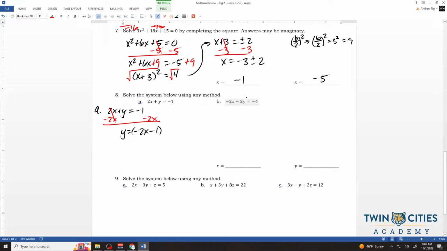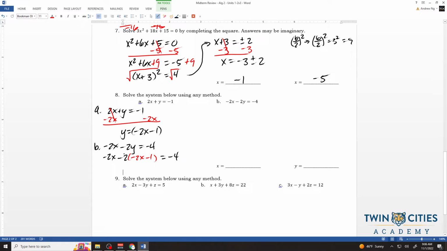Next, I'm going to take the other equation, equation b, and I'm just going to plug this y into that equation. So I've got -2x minus 2y equals -4. Since y is equal to -2x minus 1, I can substitute this y here for -2x minus 1. That'll give me -2x minus 2 times the quantity -2x minus 1, and this is equal to -4.